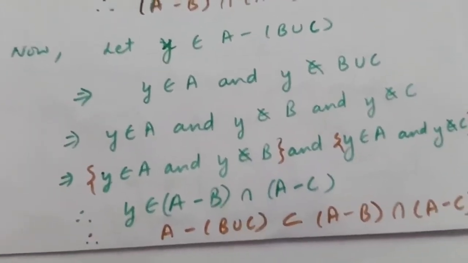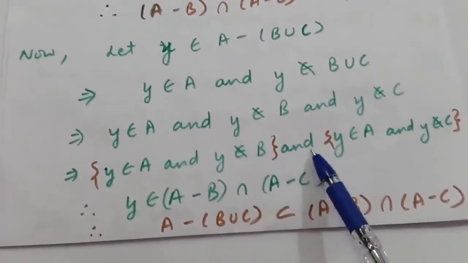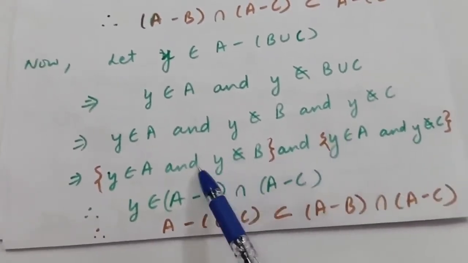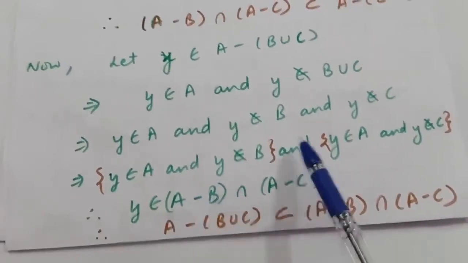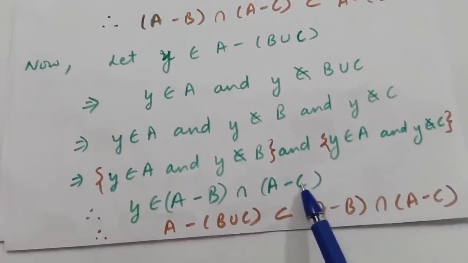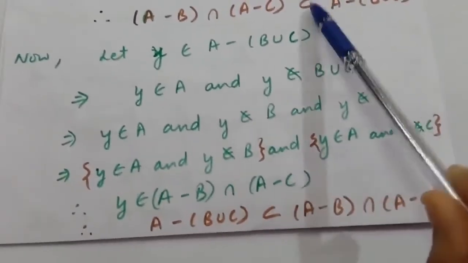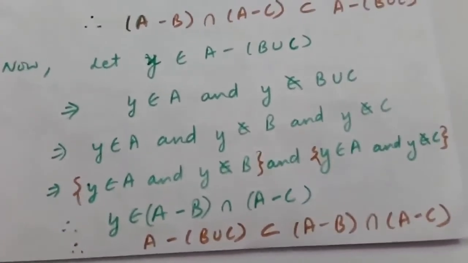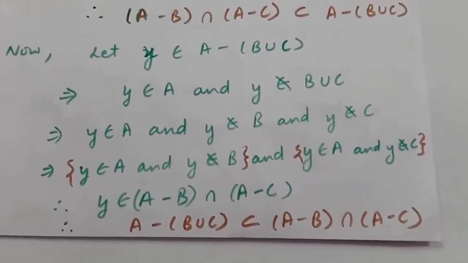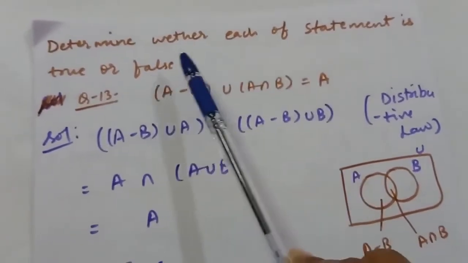Now differentiating these results, so Y belongs to A and Y does not belong to B, and Y belongs to A and Y does not belong to C. So this is now Y belongs to A minus B, and this means intersection, and this means A minus C. Therefore, we can say this is a subset of this set, right? Now, from these two results, these are subsets of each other, and therefore we can say that the two sets are equal. Clear? Now, in the next questions, we have to determine whether the statement is true or false.